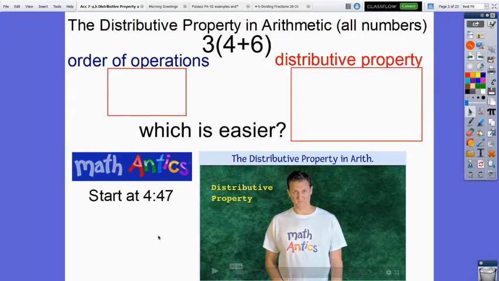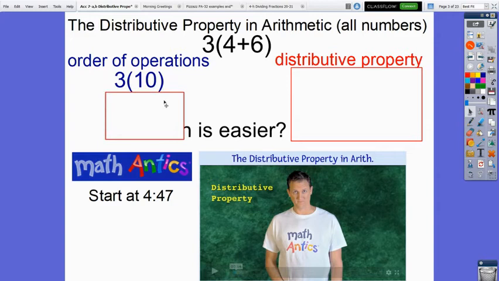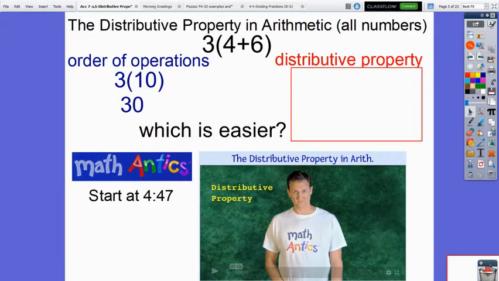Now, you've done the distributive property in previous grades mostly with all numbers. So let's take a look at this expression, 3 times the parentheses 4 plus 6. The sum 4 plus 6. Okay, so you can do this problem because it's all numbers. You can do it using the order of operations, which would tell you to do inside the parentheses first and get 3 times 10, and then multiply 3 times 10, which is 30.